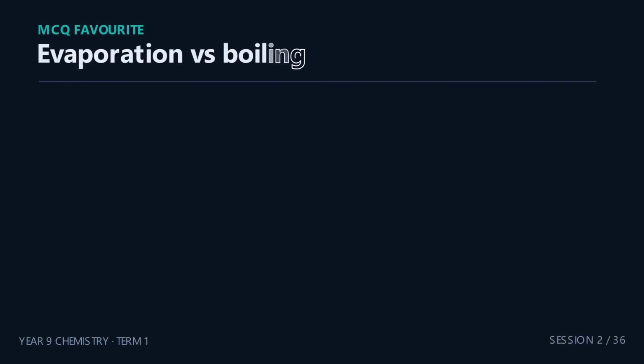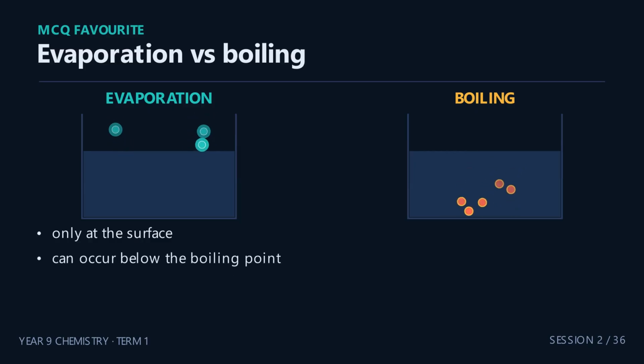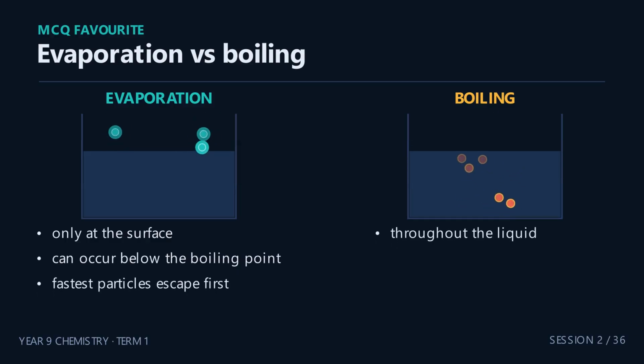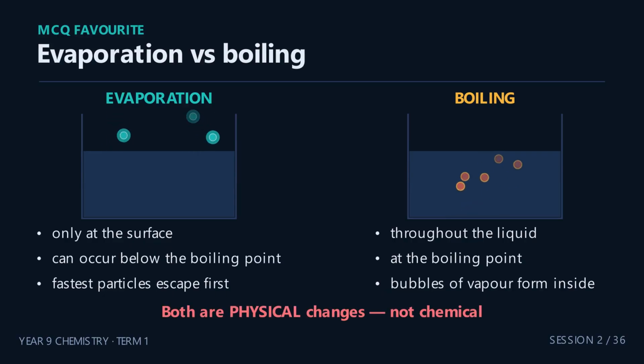Now for that classic exam distinction. Evaporation happens only at the surface of a liquid, and it can happen below the boiling point. That is why puddles dry even on a cool day. The fastest particles escape first. Boiling is different. It happens throughout the liquid, at the boiling point, when bubbles of vapor form everywhere inside the liquid. And remember, both are physical changes, not chemical changes.